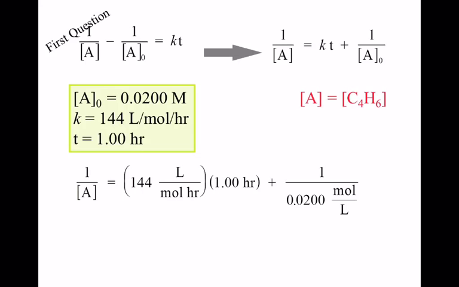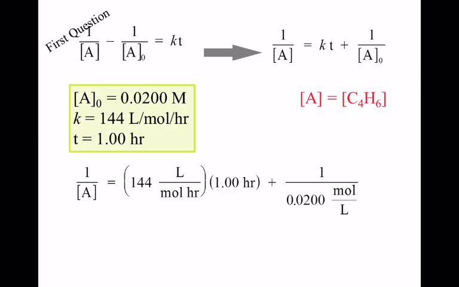So like I said, I would leave it as the inverse of A. So the inverse of A is equal to KT. Our K was 144 liters per mole hour, times the time of interest, which is 1.00 hours. Notice as we do this, our hours are going to cancel from our KT term, and I'm left with liters per mole, which feels weird, but it's true. Plus 1 over A0. Our initial concentration was 0.0200 moles per liter.